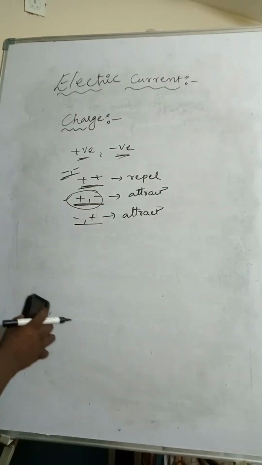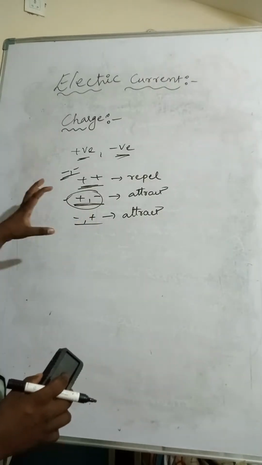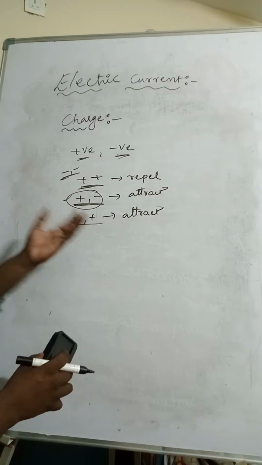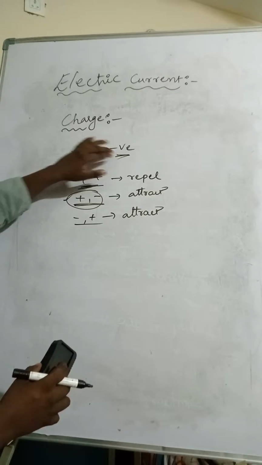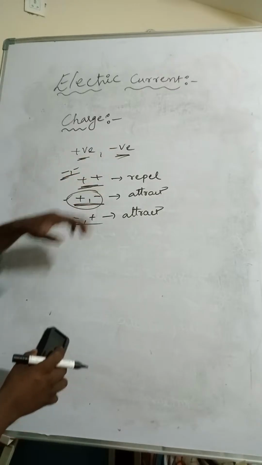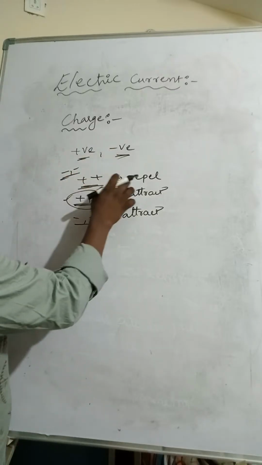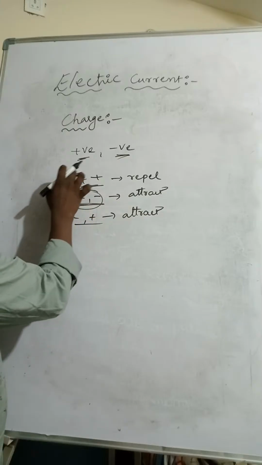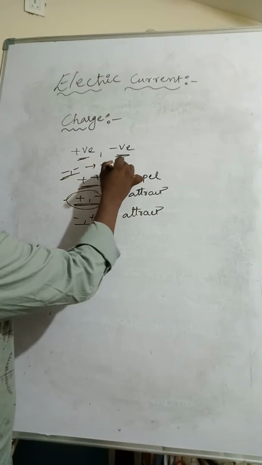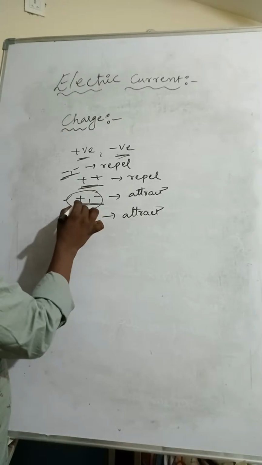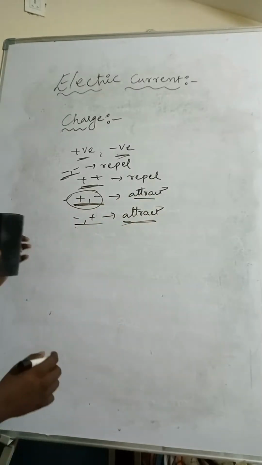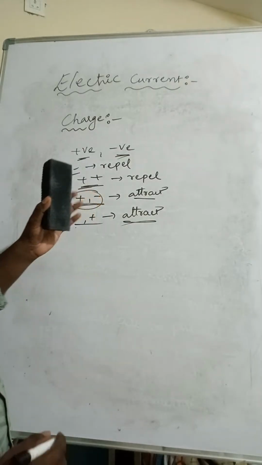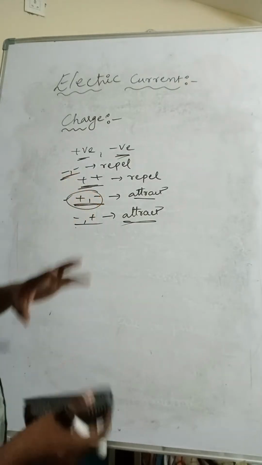So what is charge? Charge is a property of matter which influences the presence of other charges. There are two types of charges: positive charge and negative charge. Positive charges repel, negative charges repel, and positive and negative charges attract. So that is about charges.